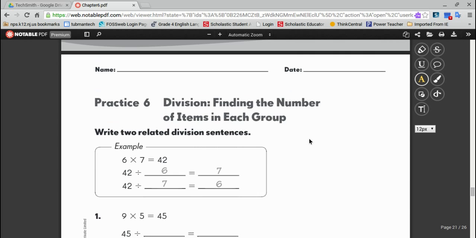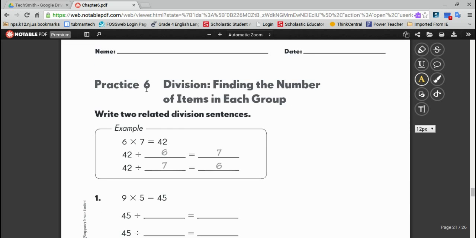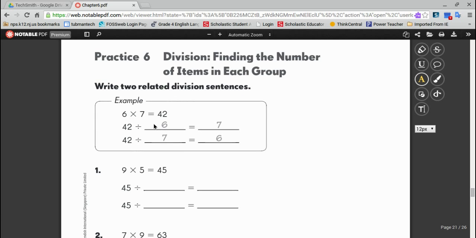This is page 113. Practice 6, division, finding the number of items in each group. It says write two related division sentences. If you look at our example, 6 times 7 equals 42. Now that we want to divide, we're doing the opposite because division is the opposite of multiplication. So it's 42 divided by 6 equals 7 and 42 divided by 7 equals 6.